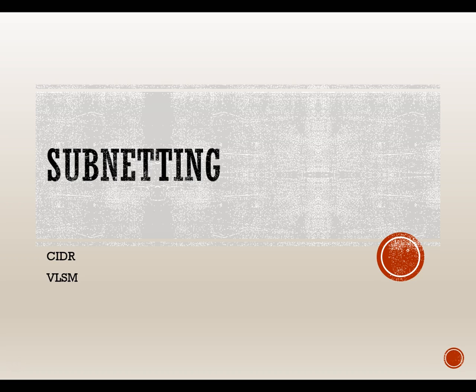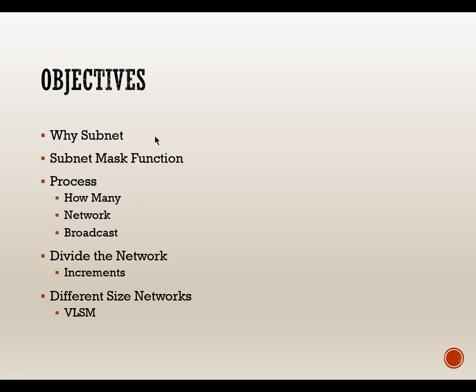What that means is that when we do CIDR, each of the subnetted networks is going to be the same size. In VLSM, they're each going to have a different number of hosts in them. Hopefully it'll make a little more sense when we get through here. So the objectives: why do we want to subnet? The subnet mask function, which we've talked about, tells us how much of the address is network and how much of the address is hosts.